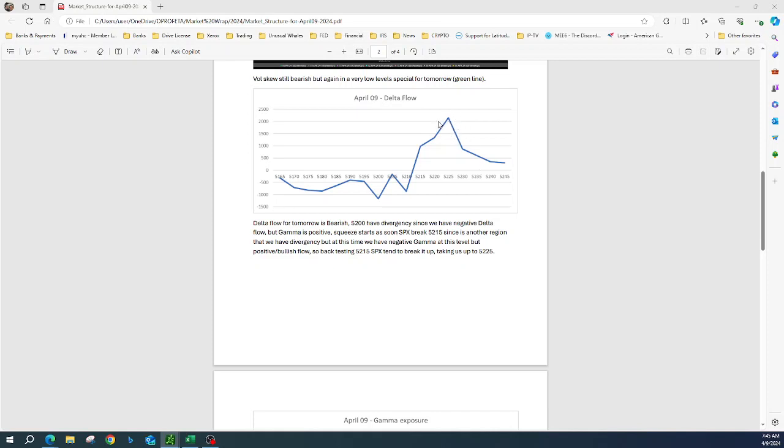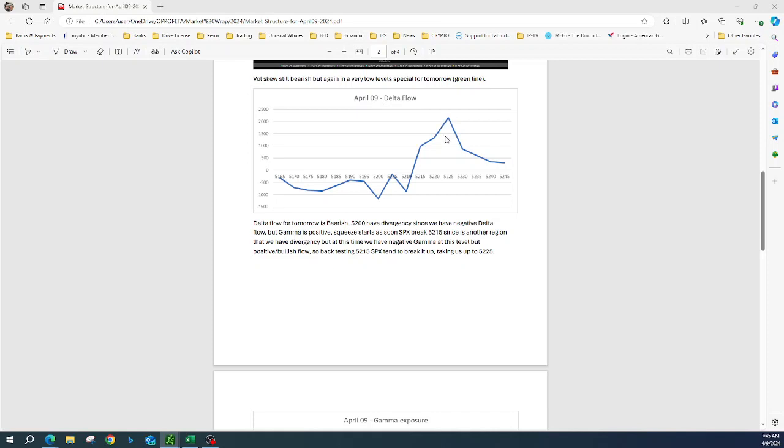Because what I saw Friday, it looks like they set up the levels for this week, something between 5,175 and 5,225.35. So this is what I'm looking for as a major support and a major resistance, per what they left in the book on Friday.